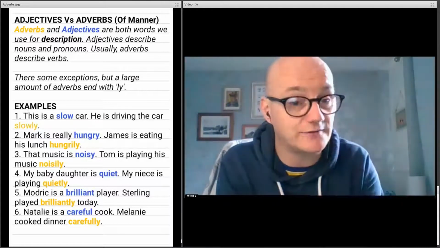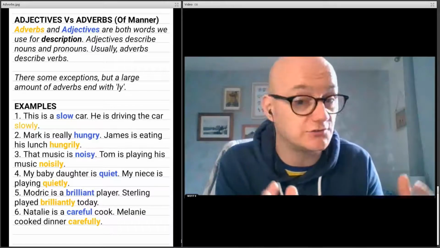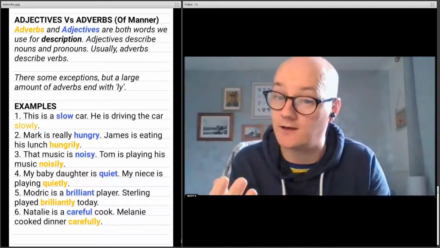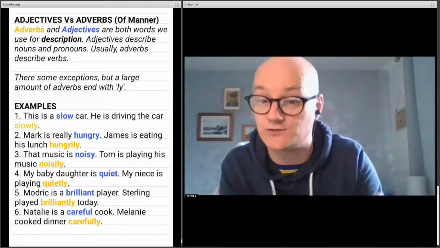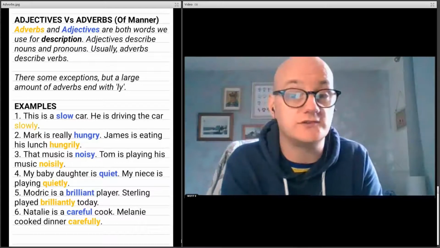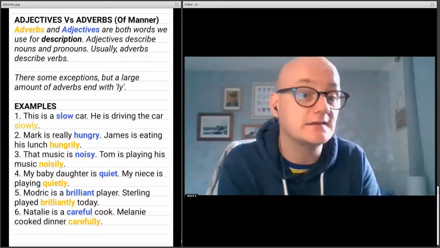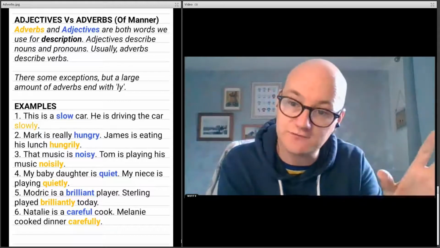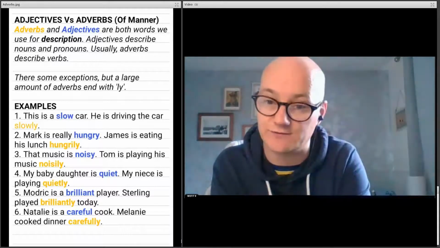We use an adverb basically to describe a verb. We can also use them to describe adjectives as well. But today I'm going to talk about basically how we use them to describe verbs. So let's have some examples where we see the adjective and where we also see the adverb.